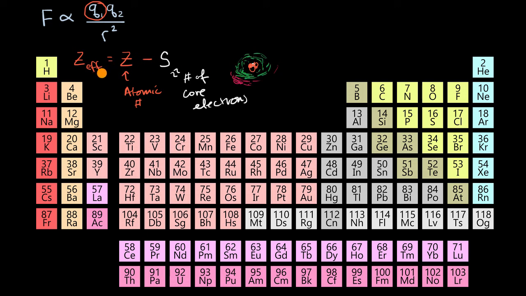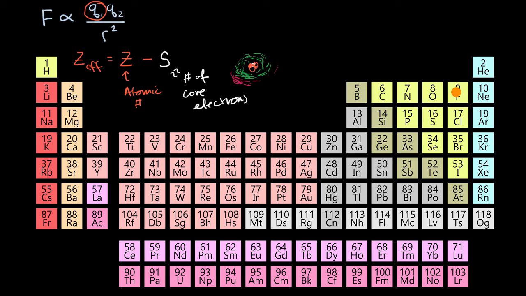So if we use that roughly as a way to think about Z effective, what do you think are going to be the trends in the periodic table of elements? So what would be the effective charge for the group 1 elements over here? Well, hydrogen has no core electrons, and it has an atomic number of 1. So 1 minus 0 is going to have an effective charge of roughly 1. Lithium, atomic number of 3 minus 2 core electrons that are in 1s. So once again, you're going to have 3 minus 2, effective charge of 1. So roughly speaking, all of these group 1 elements have an effective charge of 1.